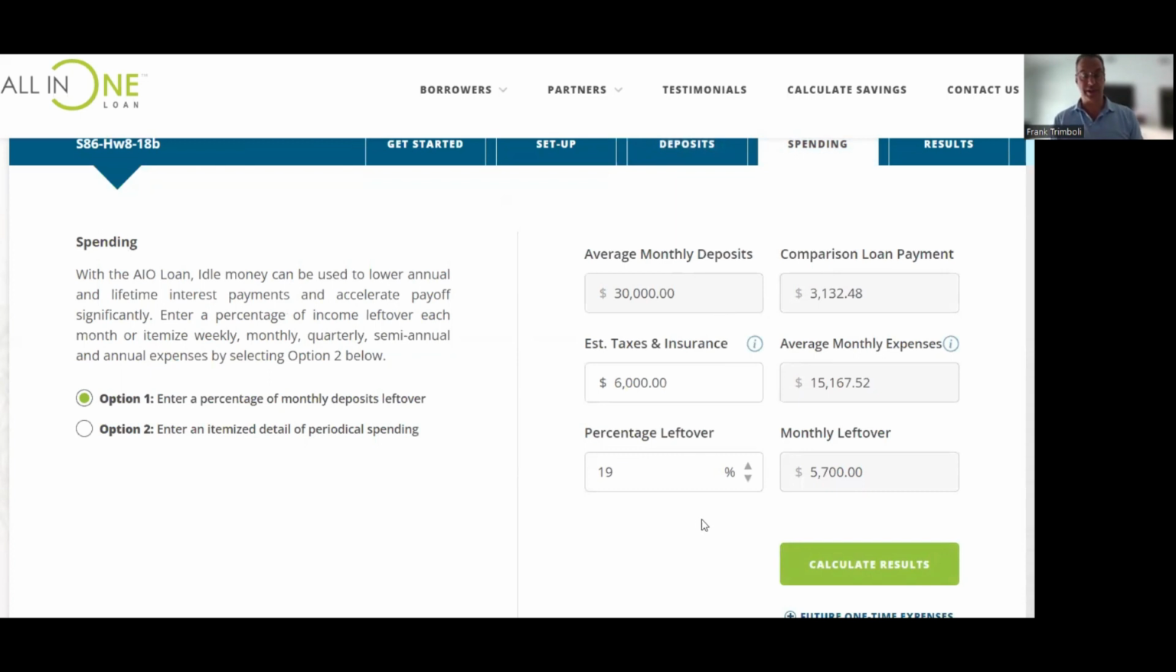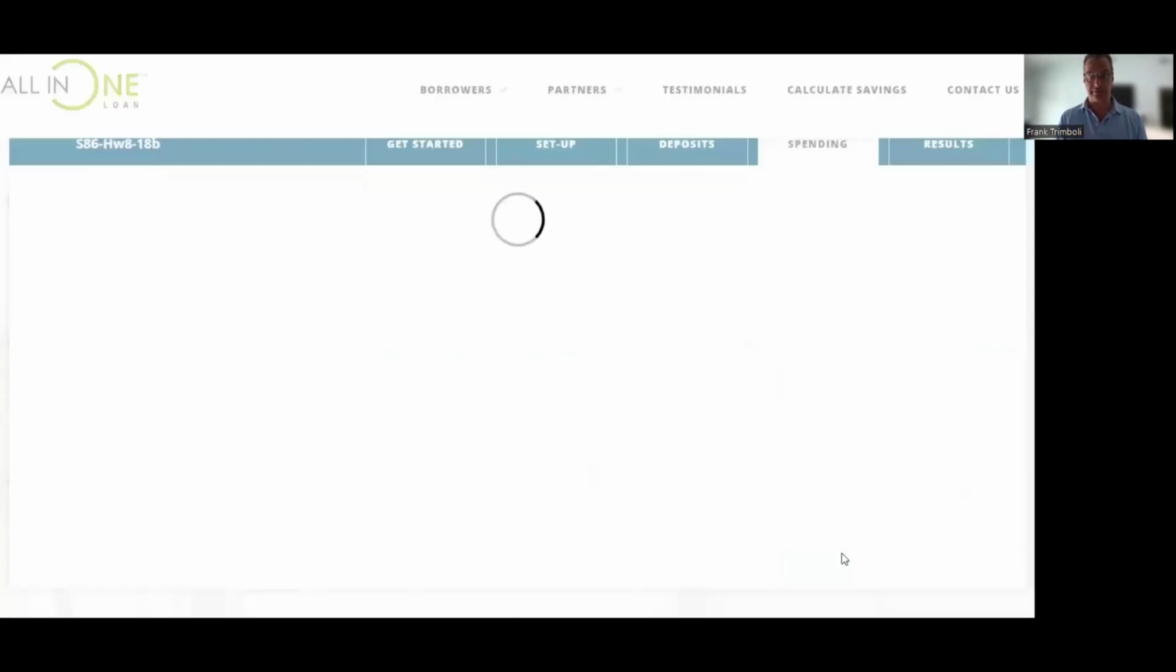Here we have the estimated taxes and insurance of $6,000 for this property. With that being said, the escrows are not included in your All-in-One mortgage. You get to hold that money to reduce your principal along the way, but the simulator does account for the escrows. This client also has about $15,000 a month in expenses over and above their proposed All-in-One mortgage payment. Next screen, we'll go to calculate.